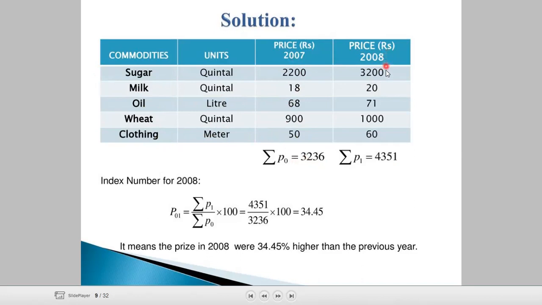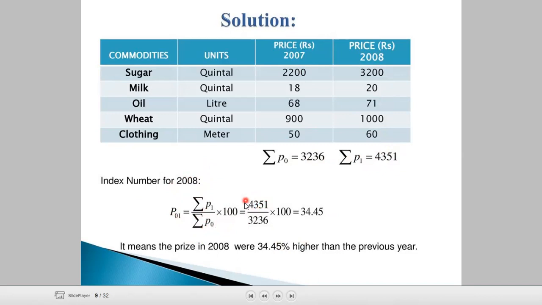In the same way, when we add the prices which are given for 2008, that is the current year, this is the figure we are getting, that is 4,351. Now we will use these figures in our formula for calculating the index number for which year? 2008. Why 2008? Because 2008 is your current year. So this is the formula for calculating price index. Price index is equal to the sum of prices of the current year upon the sum of prices of the base year into 100.